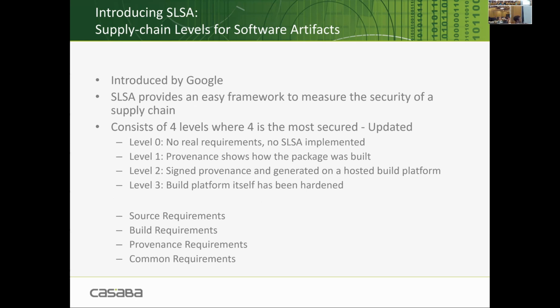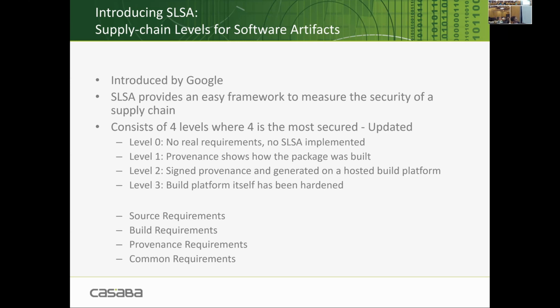Prior to when it was 0.1, there were 4 components really: source, build, provenance, and common. They've gotten rid of those for right now and just focus on build. And within the build levels, they include provenance requirements and source requirements. Part of the shift was that it was a little bit easier to understand, easier for developers to follow, and easier for companies to follow this process. So 3 is the most secure.